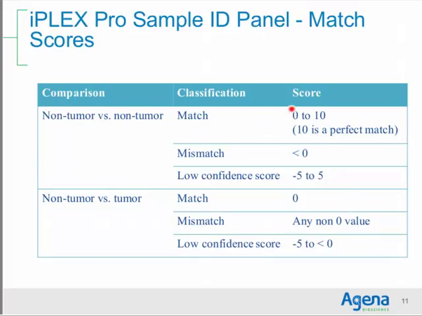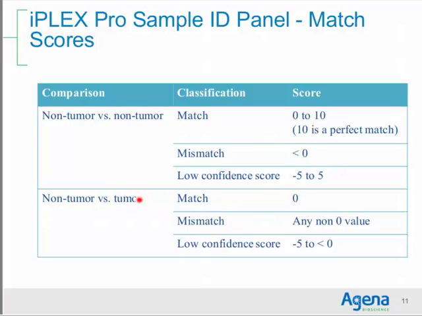So let's have a look at what the matching process is. So the matching process, a perfect match is a score of 10 when we're looking at non-tumour versus non-tumour, so germline versus germline. So a perfect score is a 10, and a match is considered anywhere from 0 to 10. The way the software works is we penalise mismatches. So we penalise mismatches based on the severity of the mismatch. So that is heterozygote to homozygote change is less severe than a homozygote to homozygote change, and so on. And a mismatch is a score of less than 0.